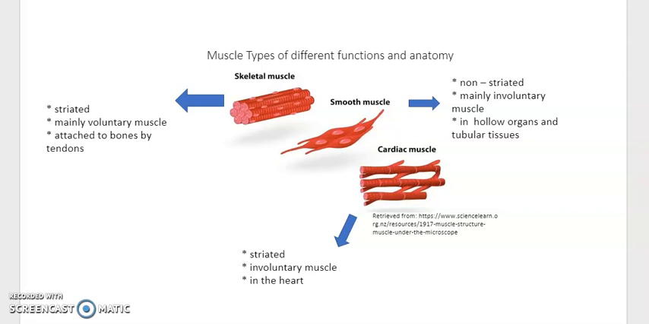The smooth muscle is going to be a different shape. It's going to have one nucleus, and it's mainly going to be in our autonomic nervous system, where we have some chemical processes that are going to be controlling this tissue within hollow organs and tubular tissues such as our blood vessels.